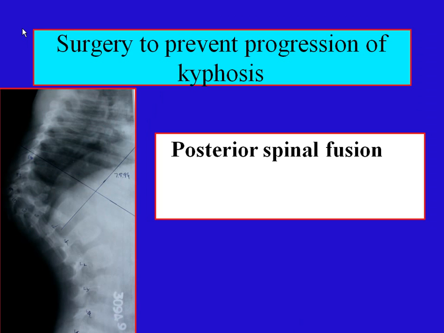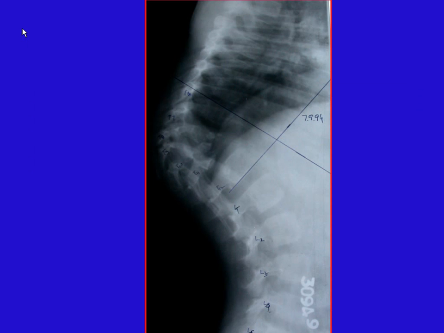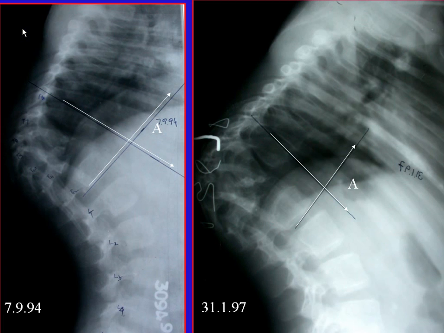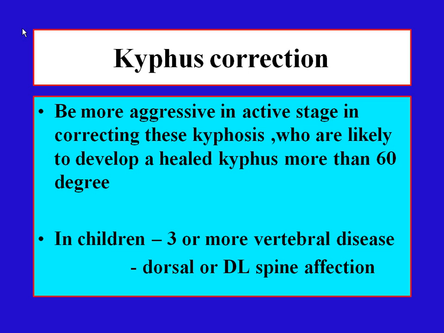So surgery to prevent progression of kyphosis, what are the options we have? Posterior spinal fusion alone, or correction of kyphosis in active disease. Well, as I said, if we have a progressive spine, and I have given this example, then by all criteria this is a progressive spine. This deformity continued to increase despite a successful posterior spinal fusion in this patient. So if we start with a progressive kyphosis by our criteria, then posterior spinal fusion is not going to work. So kyphus correction, be more aggressive in the active stage in correcting those kyphus that are likely to develop a healed kyphus of more than 60 degrees. And summarily, those are children with 3 or more vertebral disease in a dorsal or dorsolumbar spine affection. That is where correction has to be done.